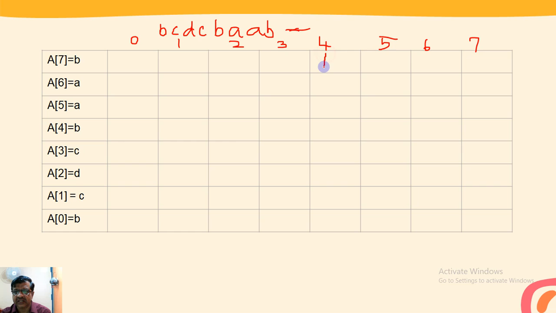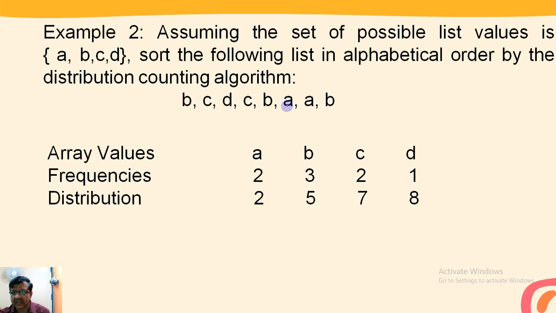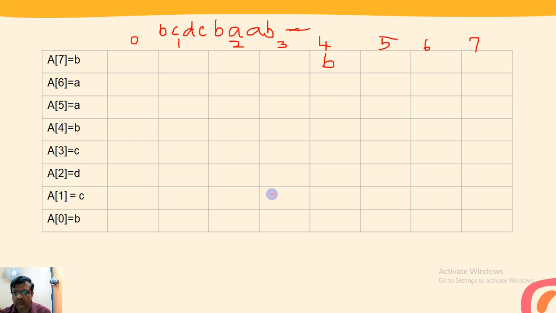So here it is B. Then A appears over here, and A has a cumulative frequency of 2, therefore it should be placed in 2 minus 1, the first position. So here comes A. Once again there is A. So A is to be placed over here. So this A remains and this B is there.